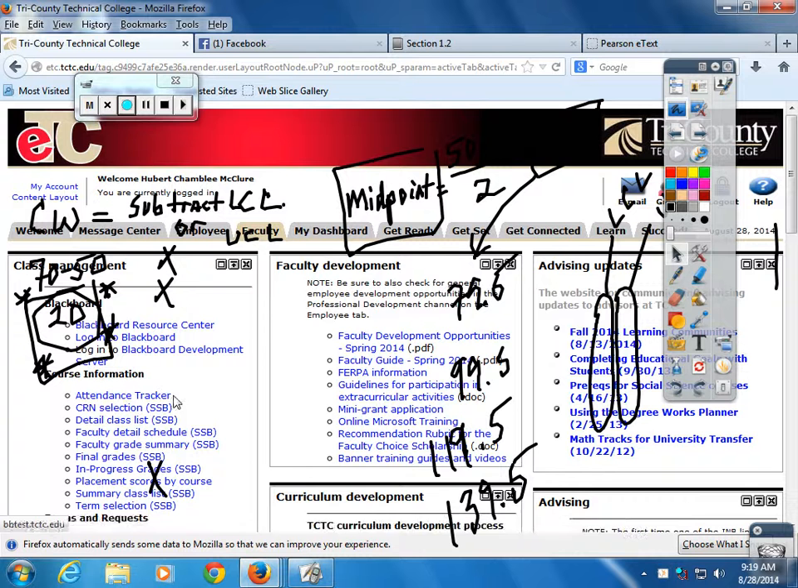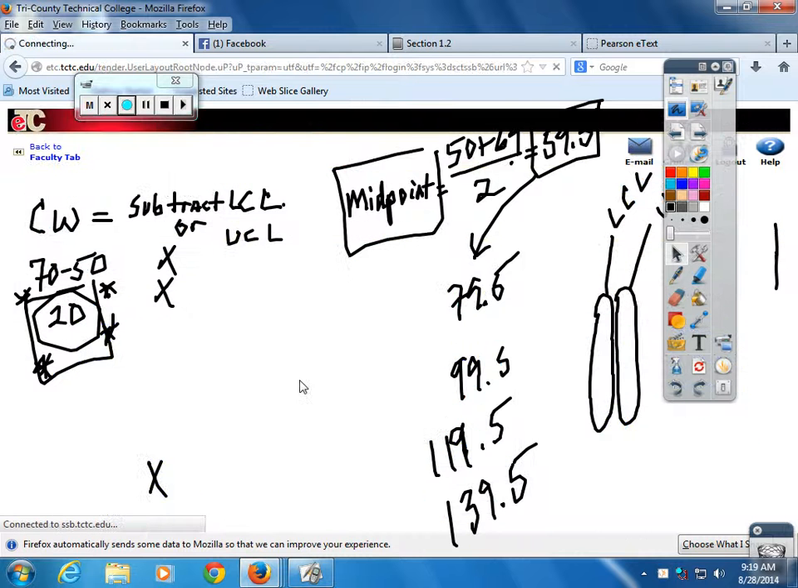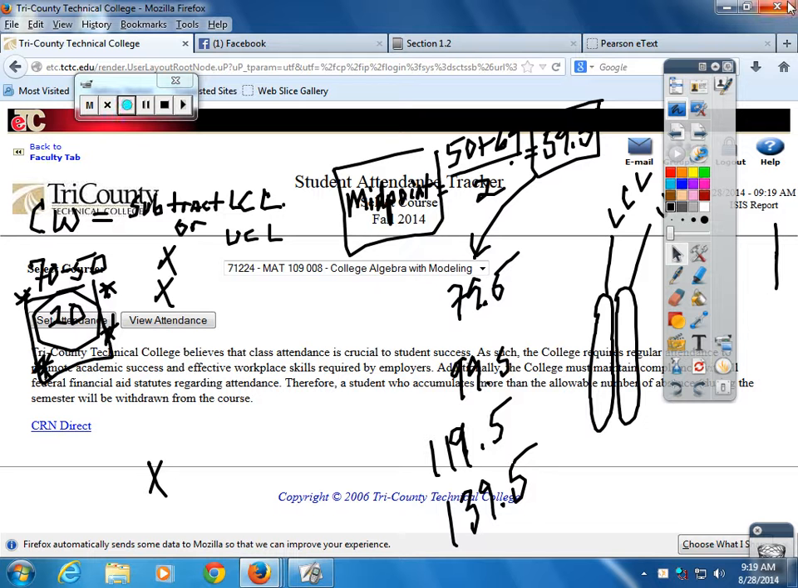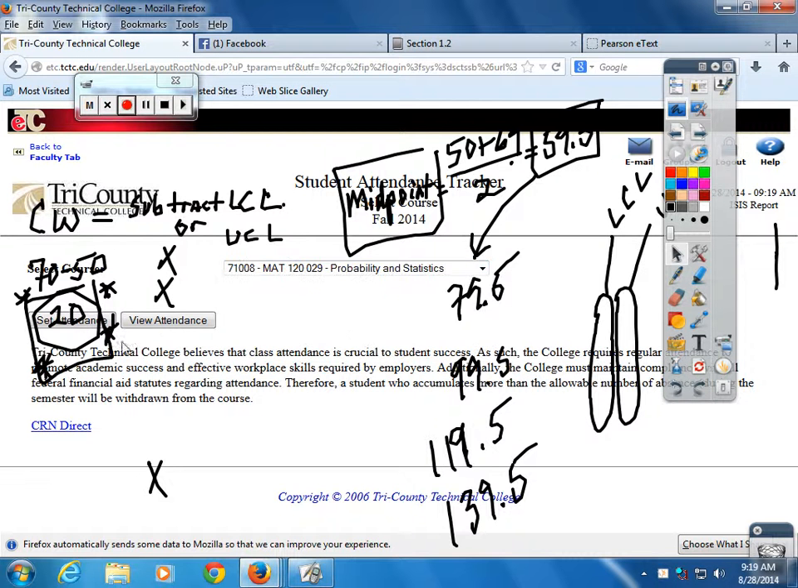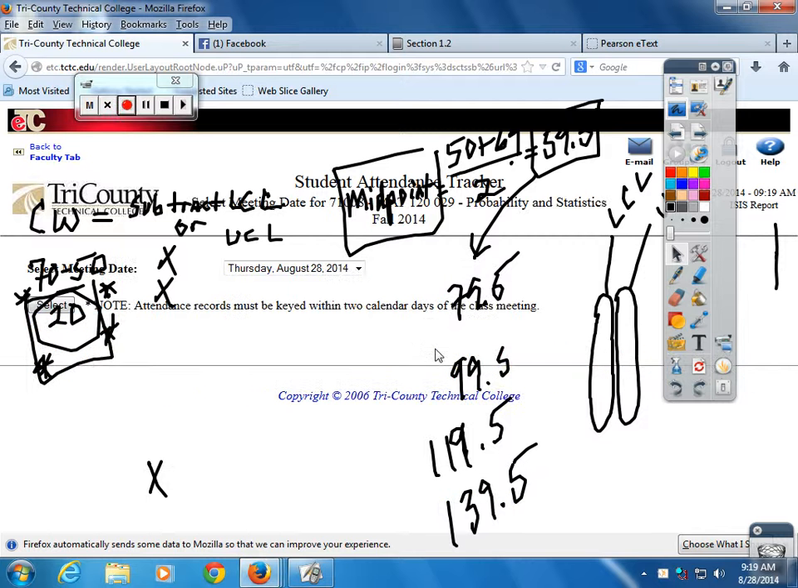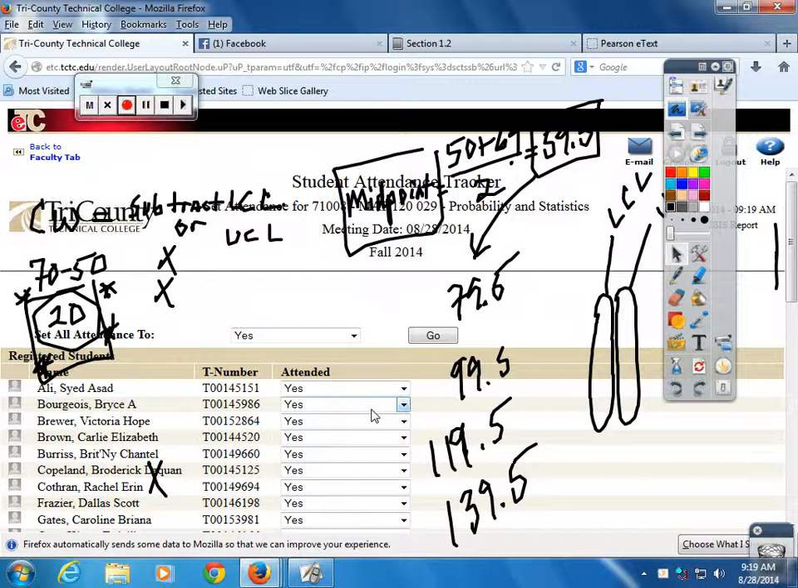Faculty attendance tracker. Oh, let me turn this off. Well, no, I don't want to turn it off yet. What are y'all? 29. Okay.